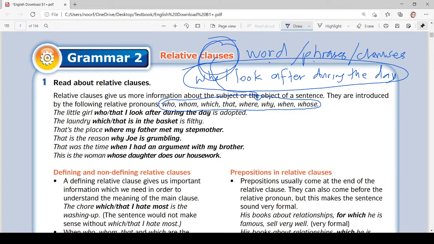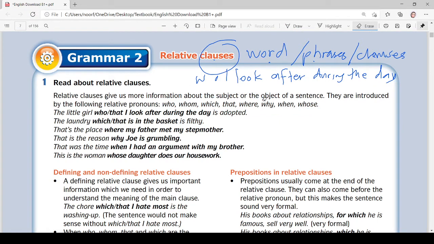Kita tengok examples ya. Okay, kita read about relative clauses. We go together. Relative clauses give us more information about the subject or the object of a sentence. So, relative clauses ni, yang di boldkan ni, dia gives more information about the subject or object of a sentence. Contoh dalam ayat ni, the little girl who I look after during the day is adopted. So, ayat yang ni, dia bagi lagi banyak info pasal the little girl. Siapa the little girl ni? The little girl who I look after during the day. Little girl yang dia look after lah semasa siang hari.